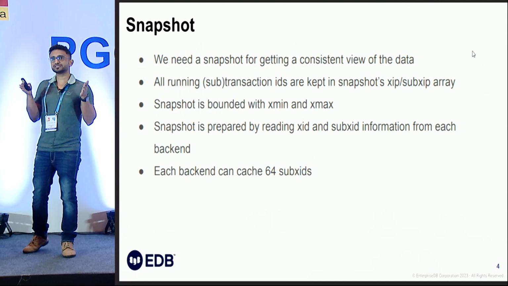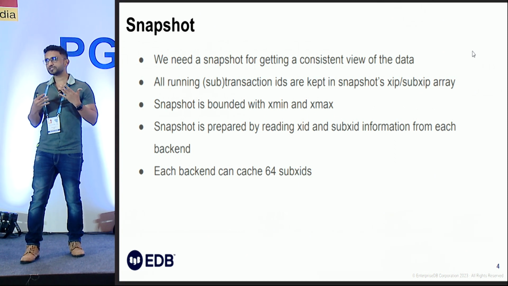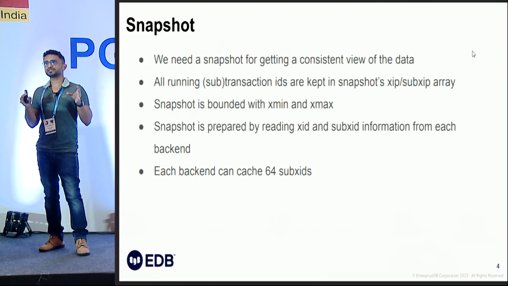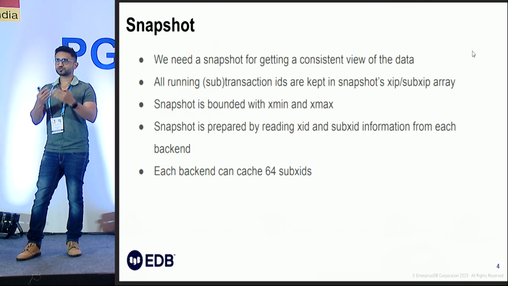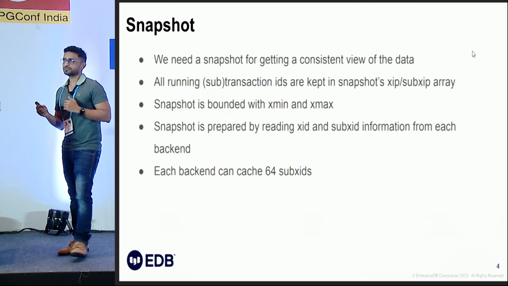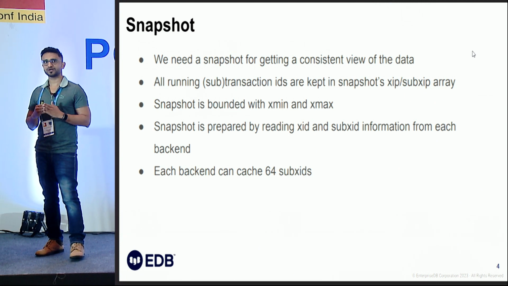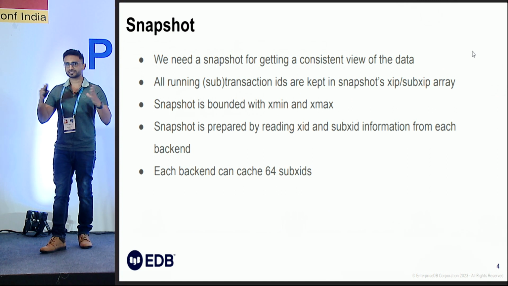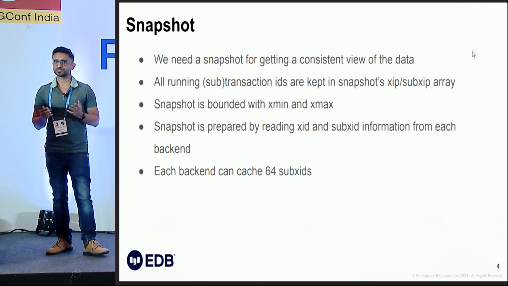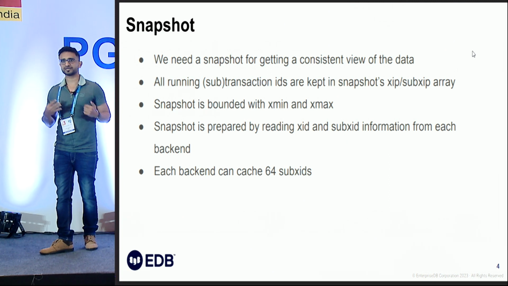But what happens to the XIDs between xmin and xmax? In that range, it is possible that some are running and some are committed. So for the XIDs in that particular range that you see in the backends, and the sub-XIDs, you store them into your XIP array and sub-XIP array. Each backend has its current XID information, which we directly copy into the array. Along with that, there is a shared structure where, for each backend, we have a cache of 64 sub-transactions. That much sub-transaction information we keep in the backend, so we can directly get it into the snapshot.